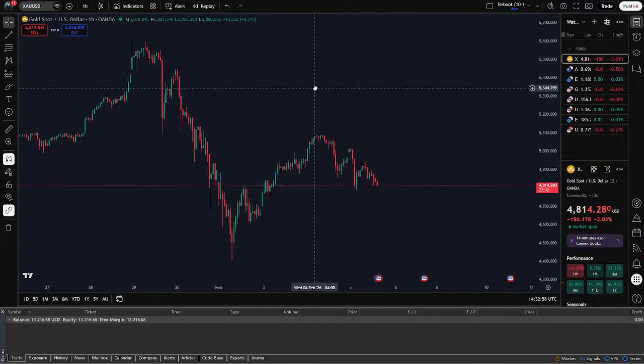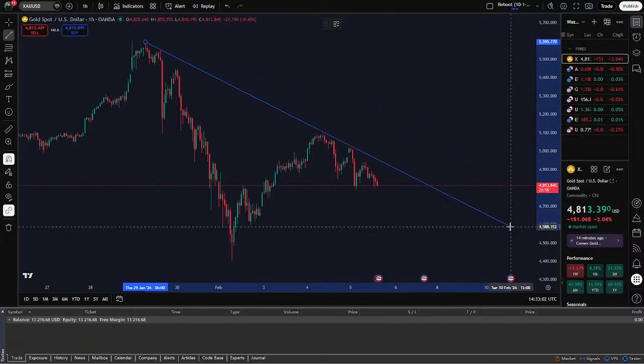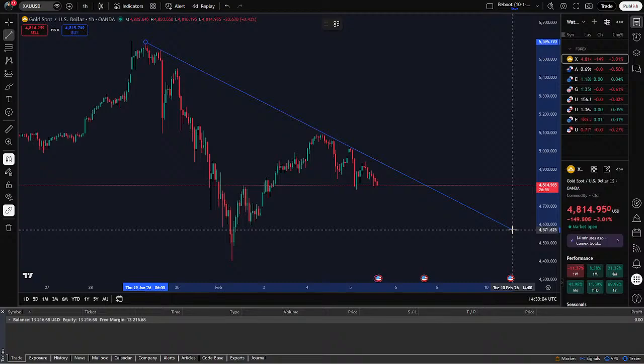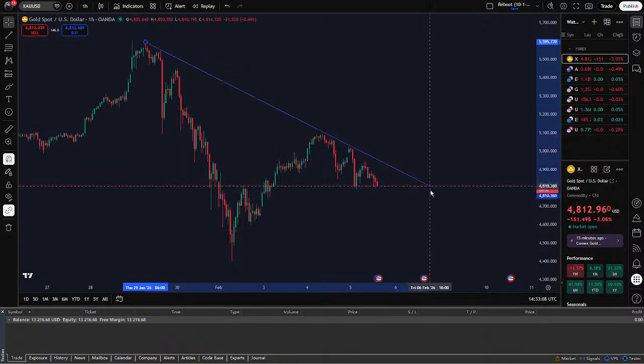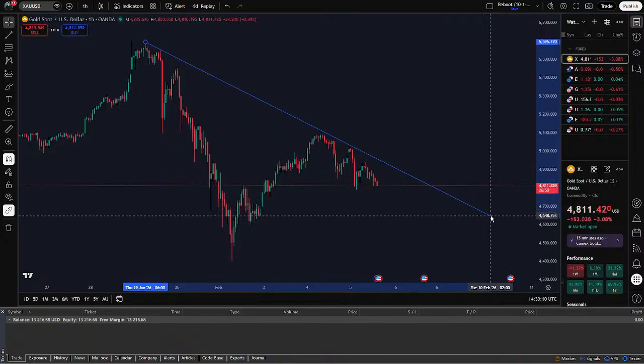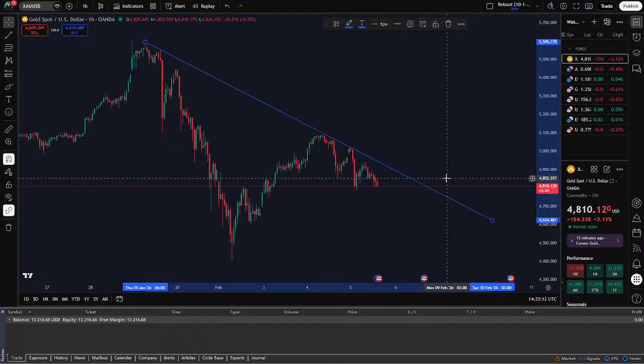So let's see H1. Right now we're going to draw a few levels here. Currently, oh my god, it's still looking at a downtrend. We're looking at a downtrend at this moment.